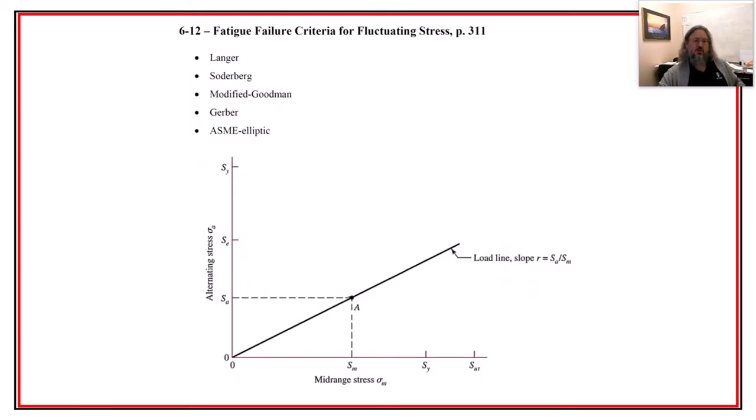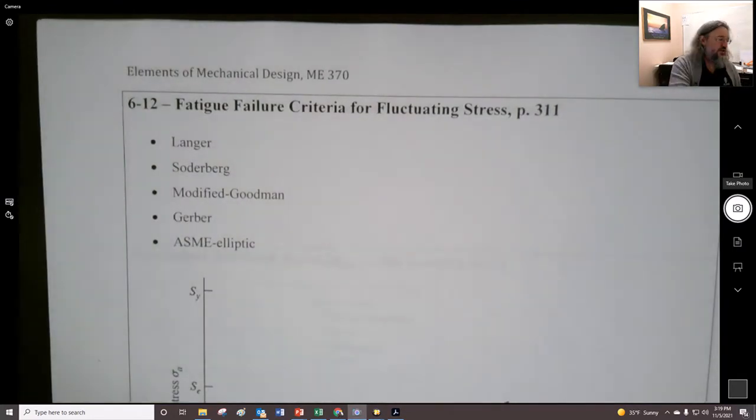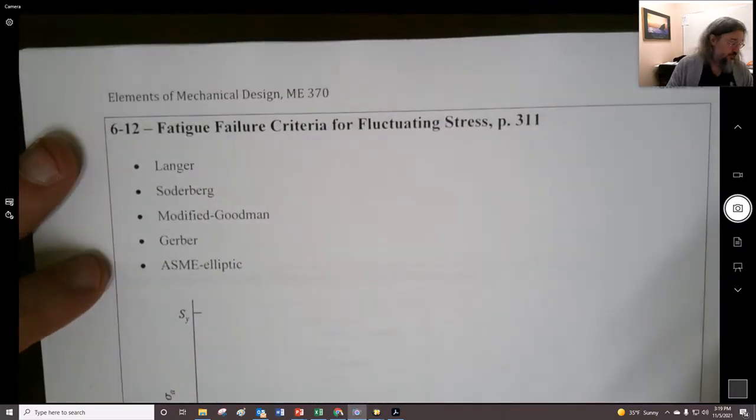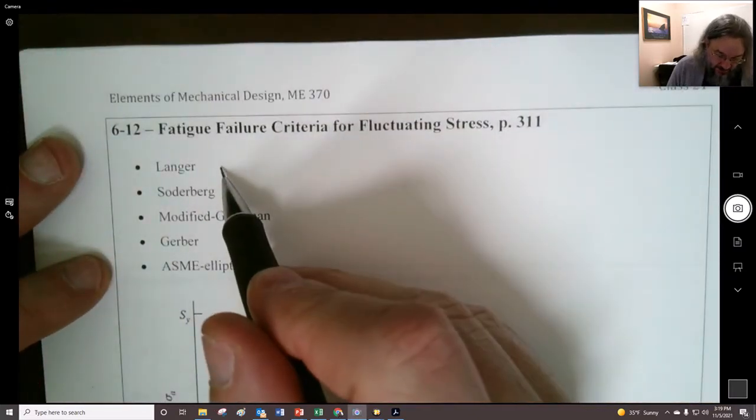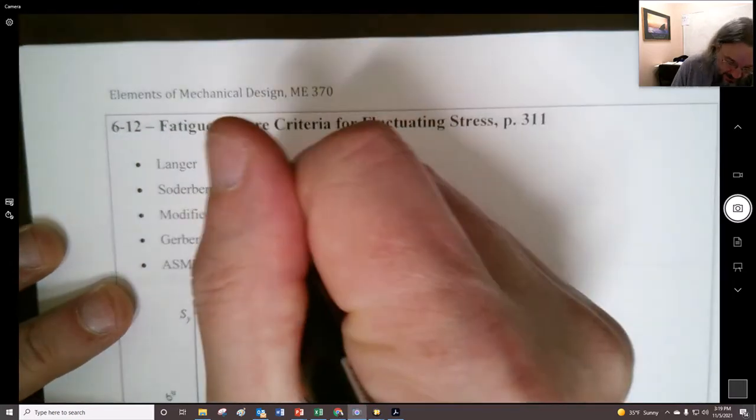Okay, so we're going to come up with these new criteria for failure, and there's a number of them. It seems like a bunch, but don't worry, we're really only going to have a couple. The first is the Langer criterion, which turns out not to really be a fatigue criterion at all. It's really just about static, so this is like a static failure.